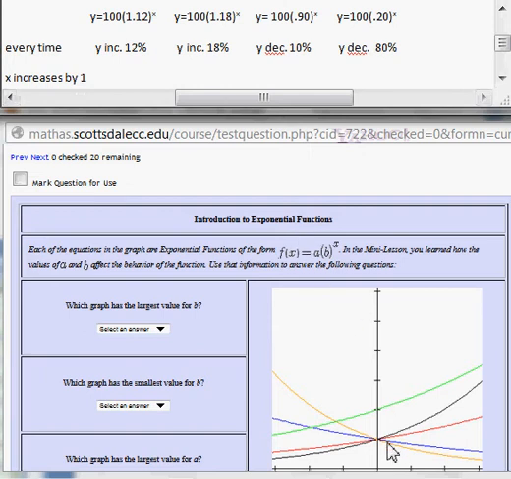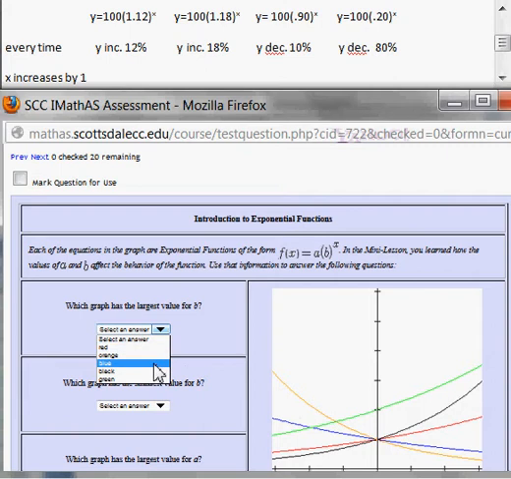So all we have to do is look at the equations and say which one is growing fastest. Imagine this is a race. Who would eventually win? It's clear to me that the black line would eventually be higher than all of the other graphs. So I'm going to say which graph has the largest value of b. I'm going to select black.